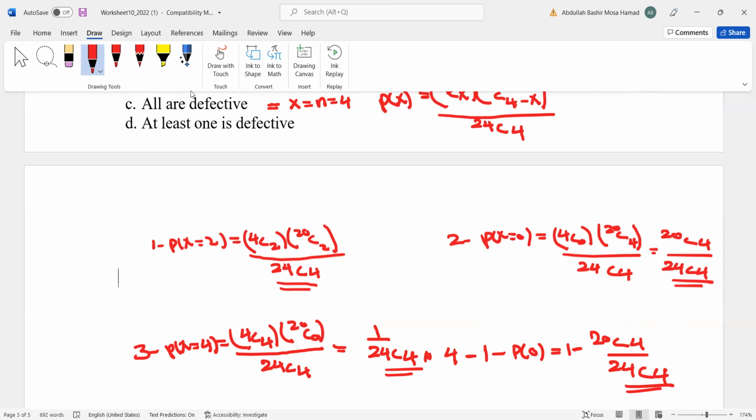And now we're done. Hopefully, you understand the hypergeometric distribution and discrete probability distribution, and how to find the mean, which is the expected value, and how to find the variance and standard deviation. There are 5 questions from this part in test 2.